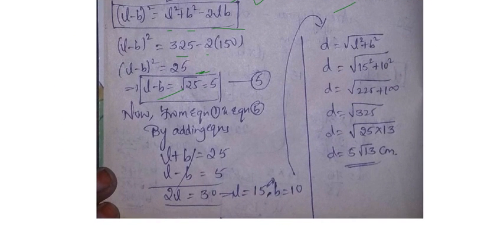Now you add the equations, we will get the values of L and B. First equation is L plus B equal to 25. Second equation is L minus B equal to 5. Now add these. Plus B minus B gets cancelled.